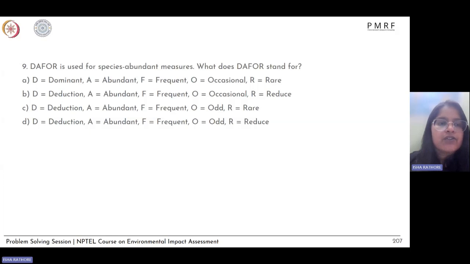Next question. DAFOR is used for species abundance measures. What does DAFOR stand for? So the correct answer is A, that is, D is dominant, A abundant, F frequent, O occasional, and R rare. So these are for giving a particular term for a particular species, stating their abundance. So A is the correct answer.